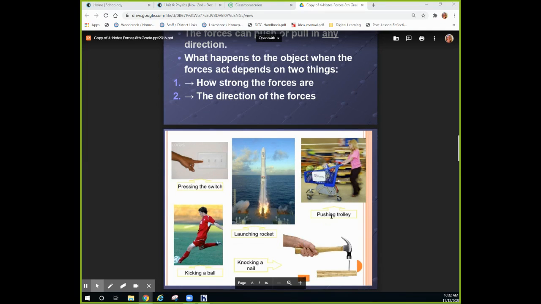Are there any questions about these examples, or do you have some examples of your own that you would like to share?